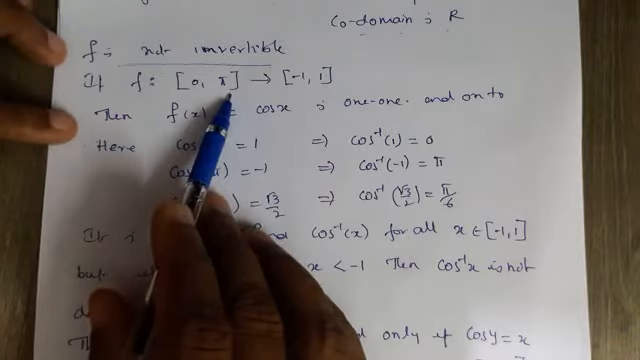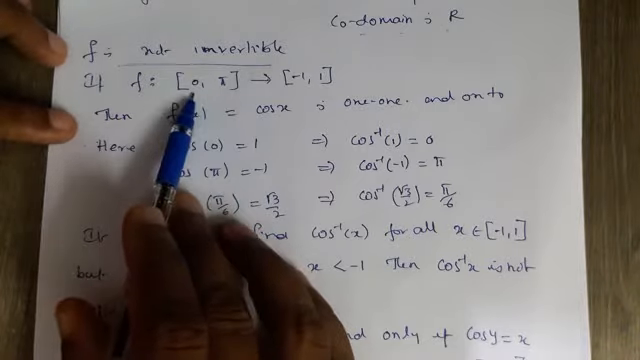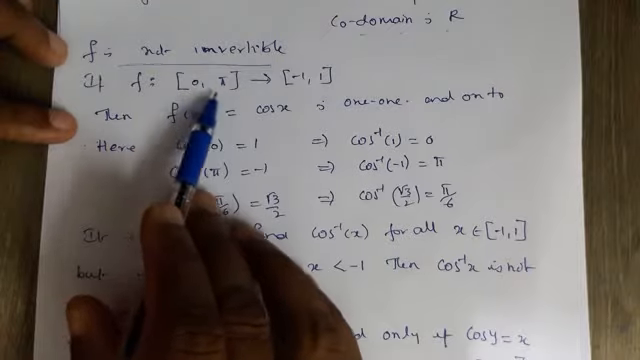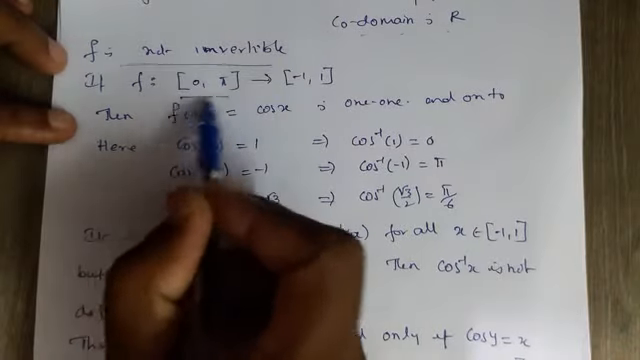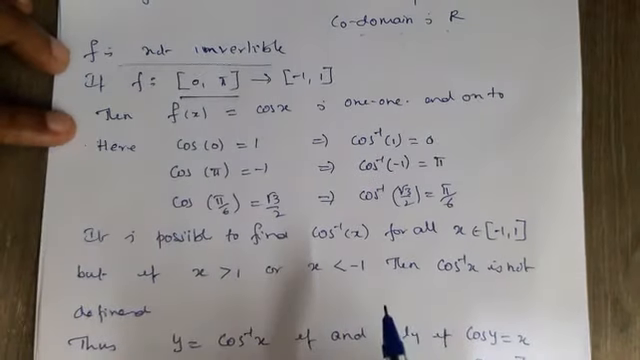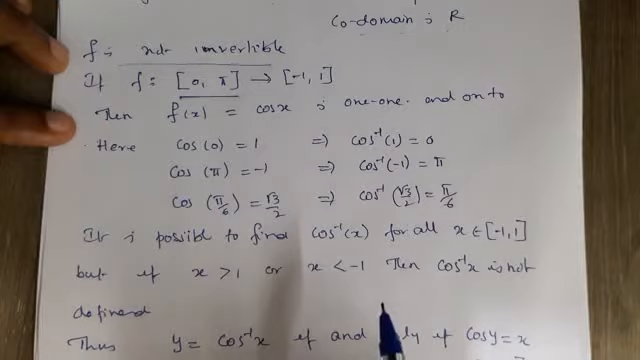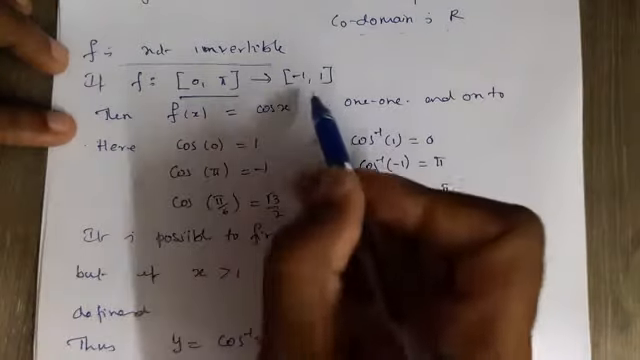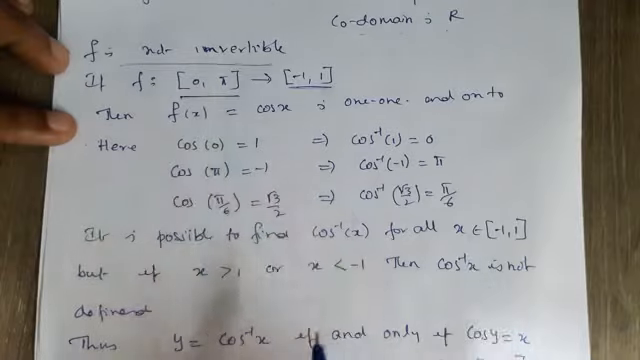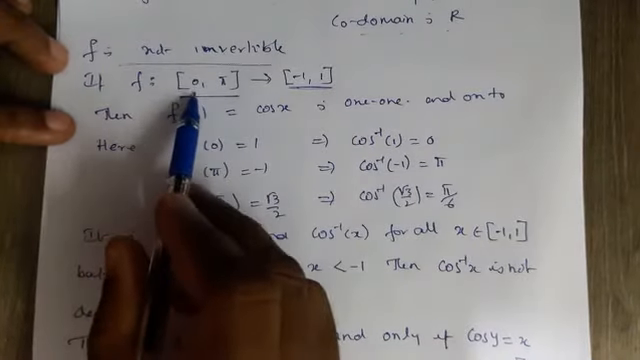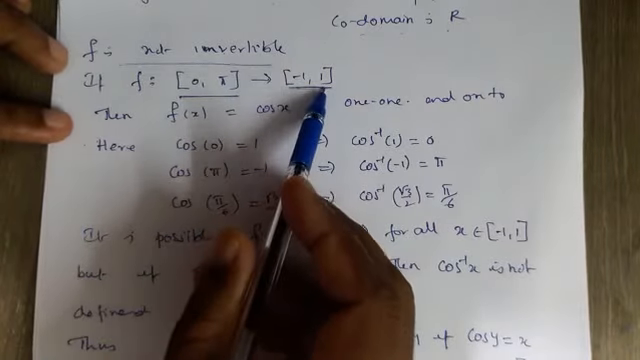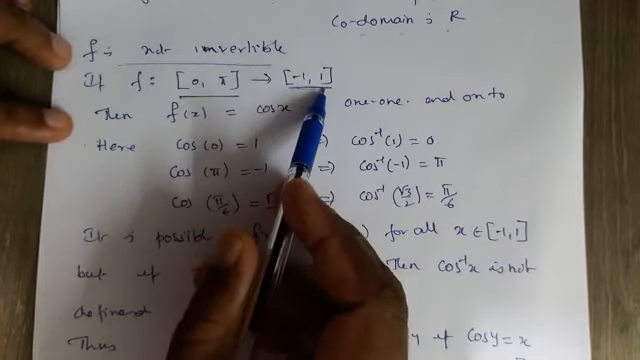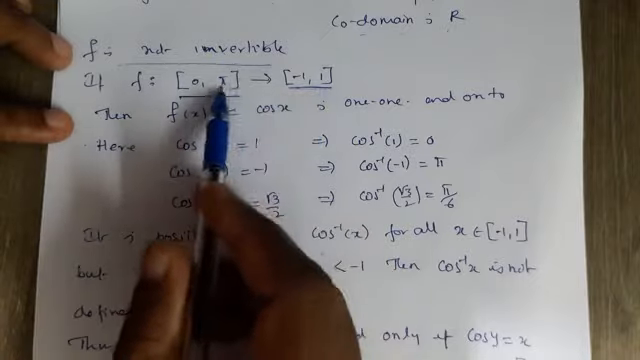If you take the same domain as in the sine function, cos x will not become 1-1. That's why we have to take the domain as 0 to pi, and you know the range of the cos function is minus 1 to 1, and that itself is the codomain. And if we define the function f from 0 to pi to minus 1 to 1, definitely the function will become both 1-1 and onto, and now the function is invertible.